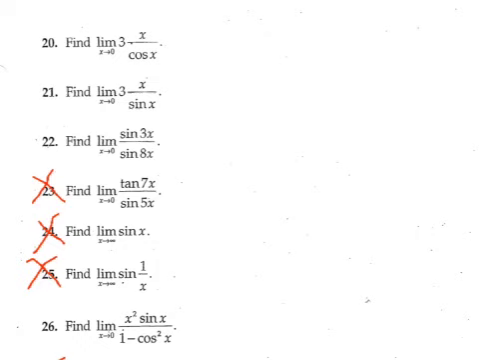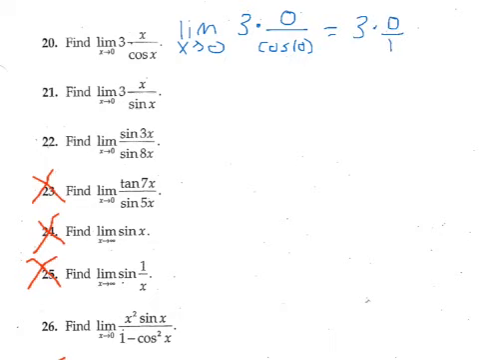For problem 20, we should also see if we can take 0 and simply substitute it in. So if we have the limit as x approaches 0 of 3 times 0 divided by the cosine of 0, the cosine of 0 is actually 1. So we don't have anything that's undefined. We just have 3 times 0 divided by 1, which is just 0.